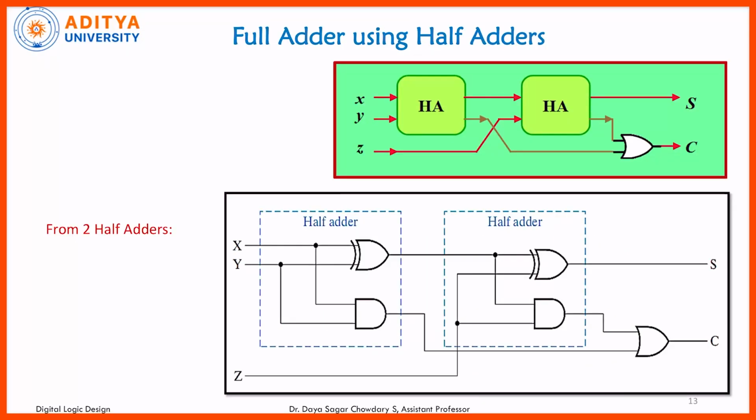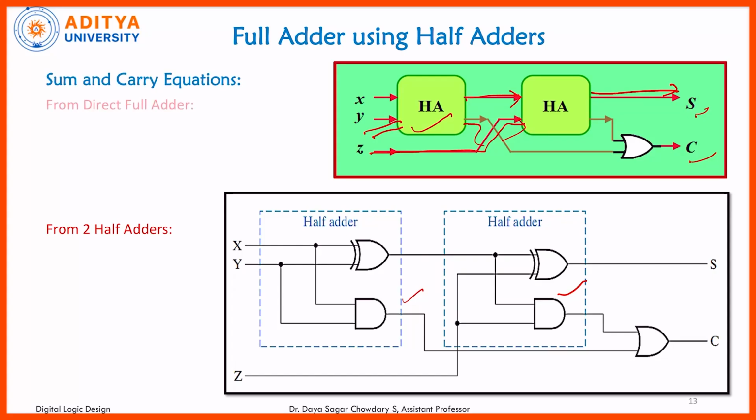Coming to the full adder circuit, we can construct a full adder circuit with the help of two half adder circuits. This is the block diagram for the full adder circuit using two half adder circuits. Here a half adder circuit contains two inputs. The sum output of the first half adder is given to one input terminal of the second half adder circuit, and the third input is given to the second input of the second half adder. Finally we will get the sum, and if we apply both the carries to the OR gate, we will get the carry.